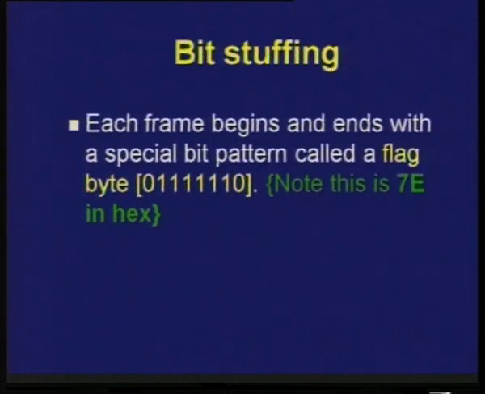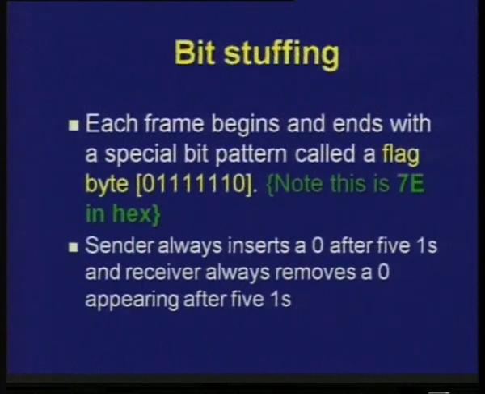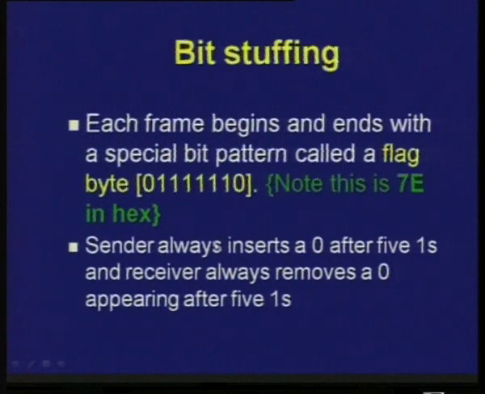Let us look at bit stuffing. So here our assumption was each frame begins and ends with a special bit pattern called a flag pattern, which is 0 followed by 6 ones followed by 0, which is 7E in hex. Now, when do we need to do bit stuffing? It is when this particular pattern appears as part of the data. So the sender always inserts a 0 the moment it sees 5 ones, and the receiver always removes a 0 appearing after 5 ones. This is the idea that is used in bit stuffing.